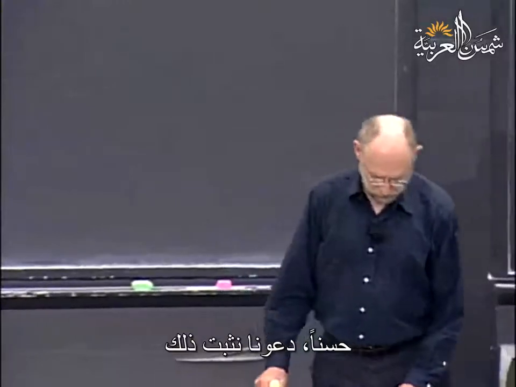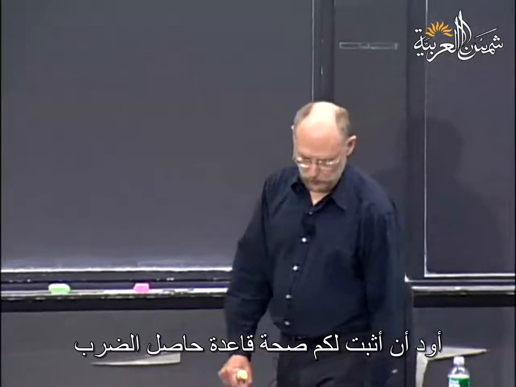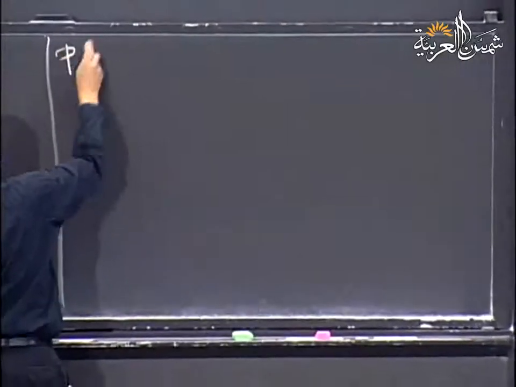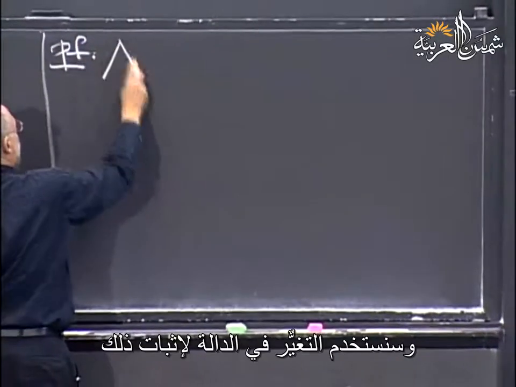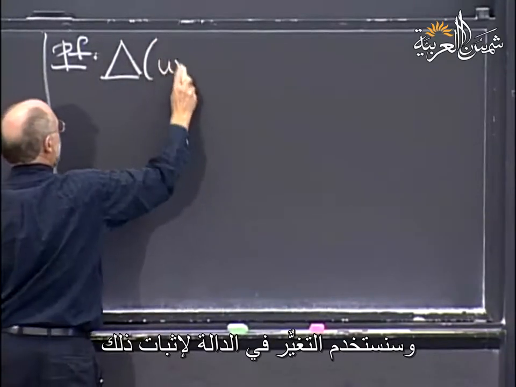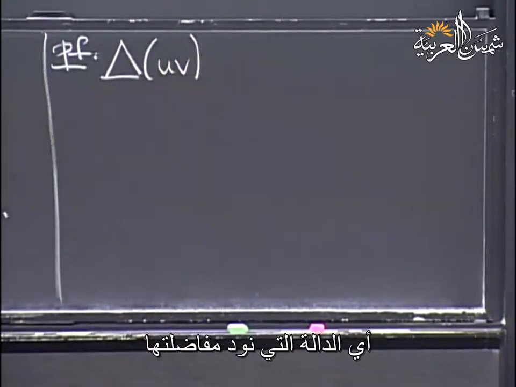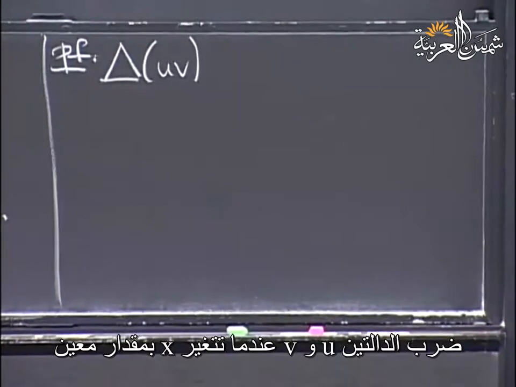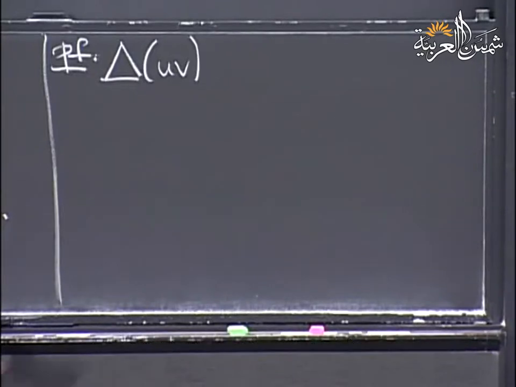Well, let's see why this is true. I want to try to show you why the product rule holds. So I think you have a standard way of trying to understand this. And it involves looking at the change in the function that you're interested in differentiating. So I should look at how much the product uv changes when x changes a little bit.